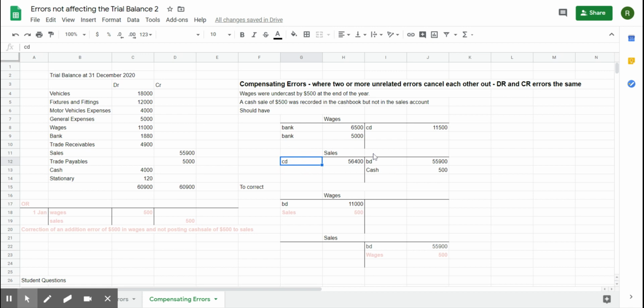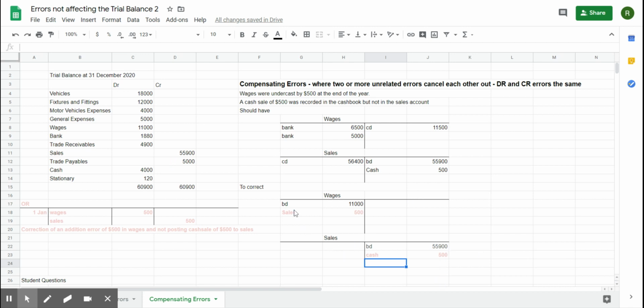And what we should have done in the sales account is we should have started off with sales of 55,900. We should have added on the cash sale, and therefore the balance CD on the sales account should have been 56,400. But we've forgotten to put the sale into the sales account, and therefore at the moment when we balanced off the sales account, we thought it was 55,900. So if you look at the trial balance, that's a figure in the trial balance.